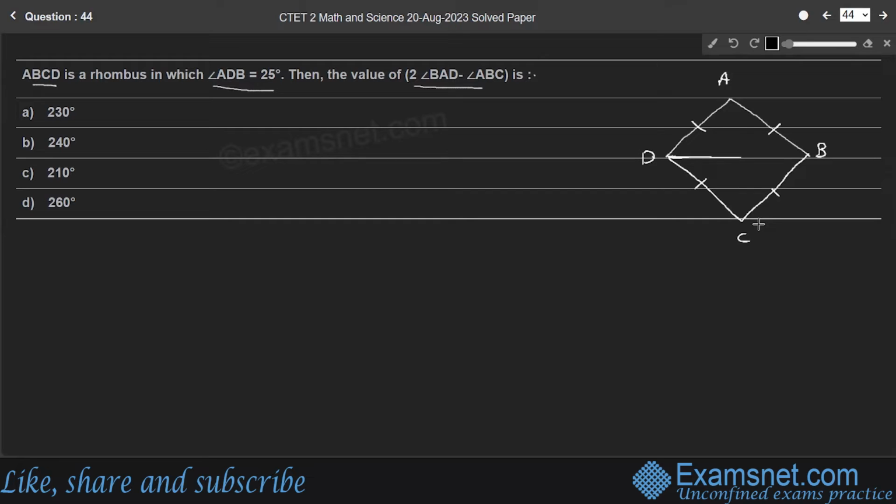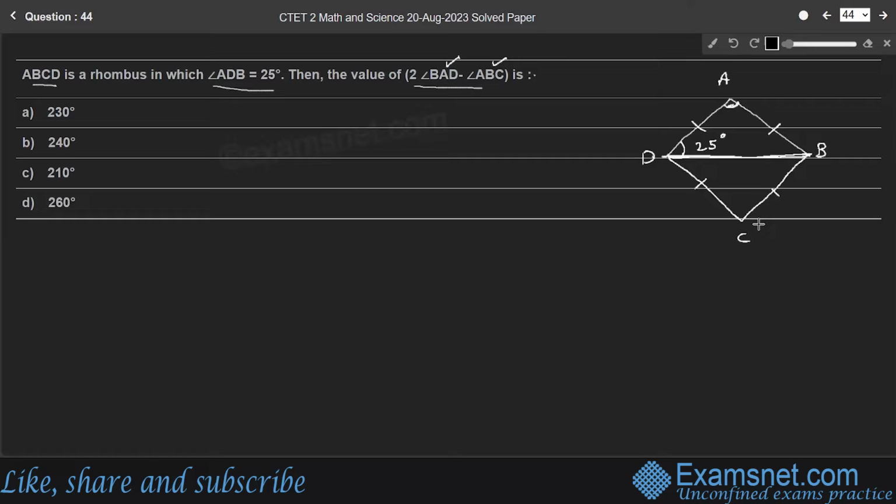In which angle ADB, so for that we'll join D and B. So this is the diagonal, right? ADB is 25 degrees. Here we have to find angle BAD and ABC, to find 2 times BAD minus ABC, right? So what is BAD? This angle, right?